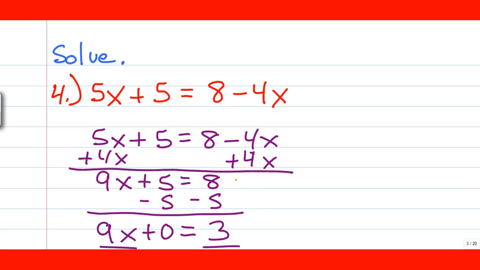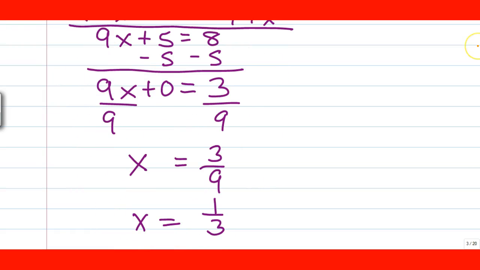Now I'm going to move that 5 away from the x. So I'm going to subtract it off both sides. This results in 9x = 3. Now I'm going to divide that 9 off the x so that the 9's go down to 1. I'm left with just an x. On the other side I have 3 over 9.